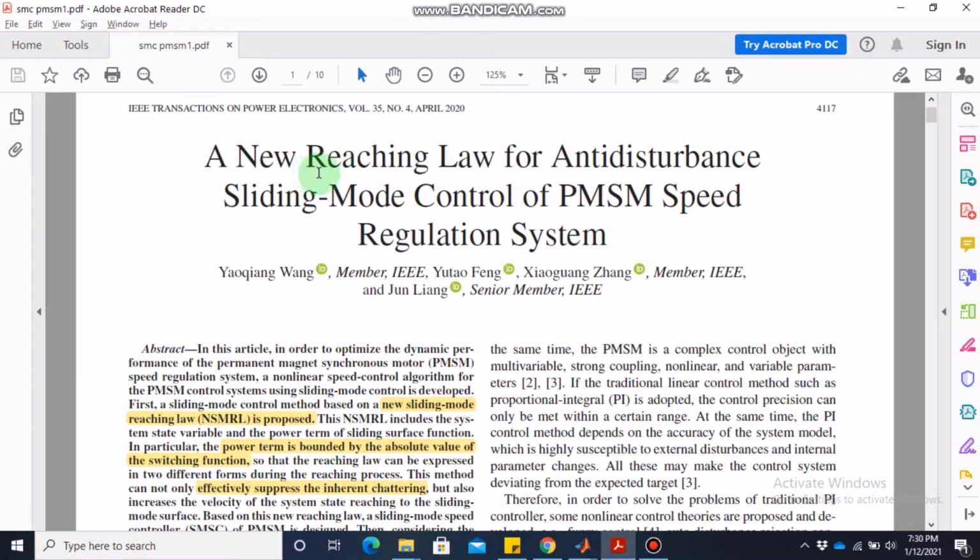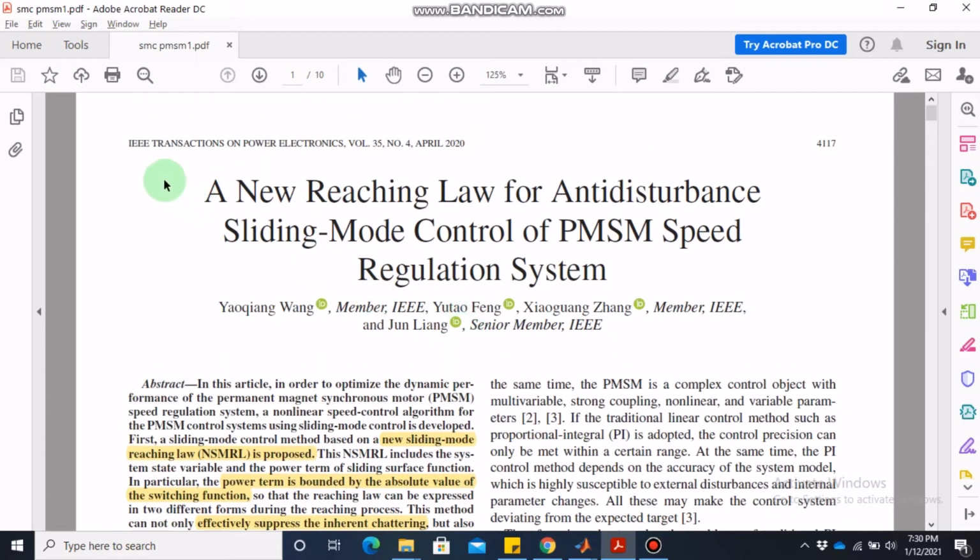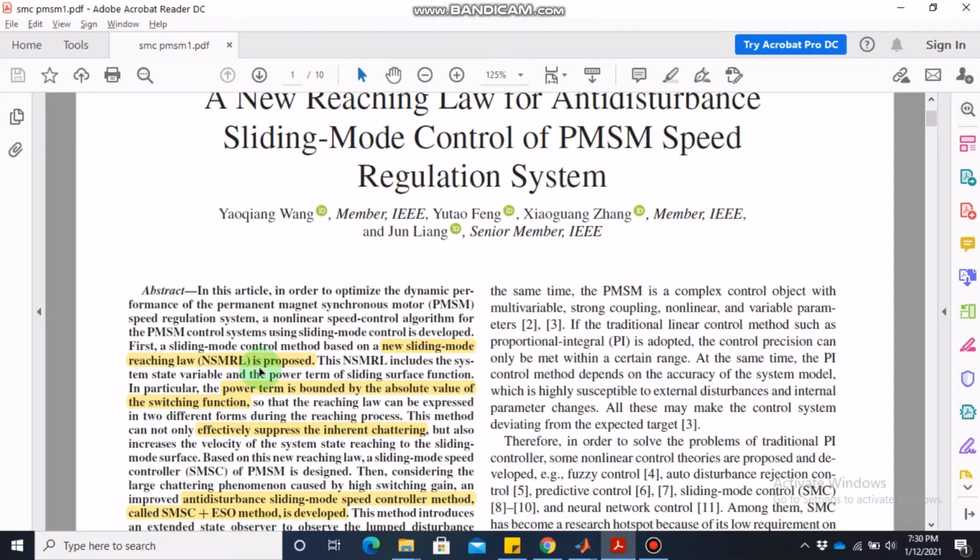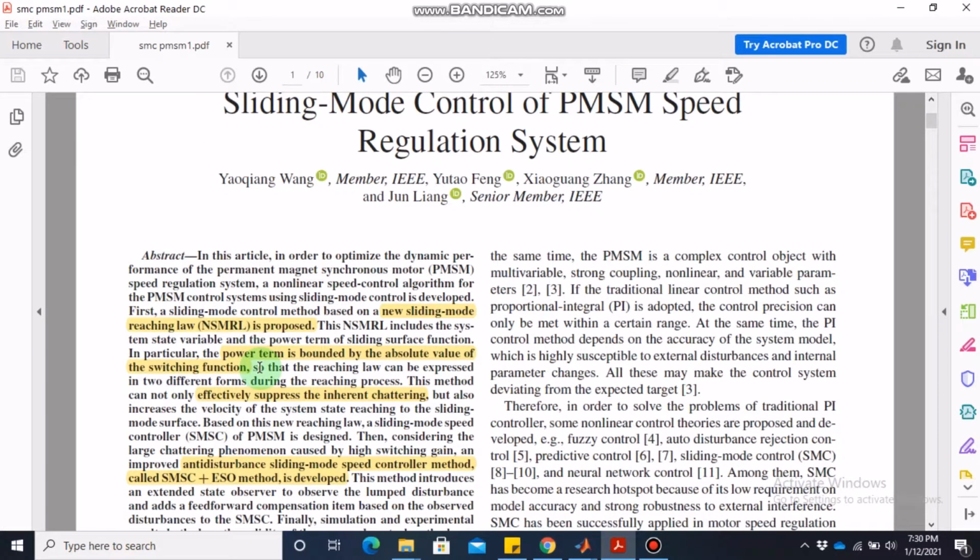Today we are going to discuss sliding mode control, which is the anti-disturbance sliding mode control for permanent magnet synchronous motor speed regulation. This is a paper published in IEEE Transactions on Power Electronics in 2020, and let us see what this paper discusses.